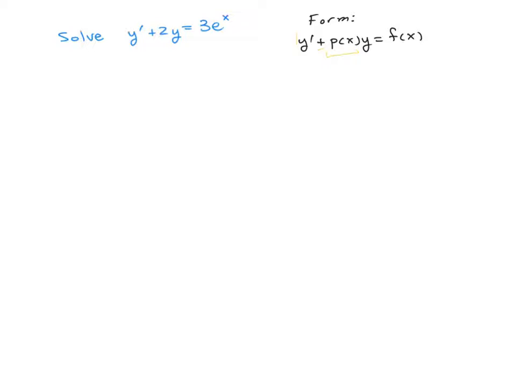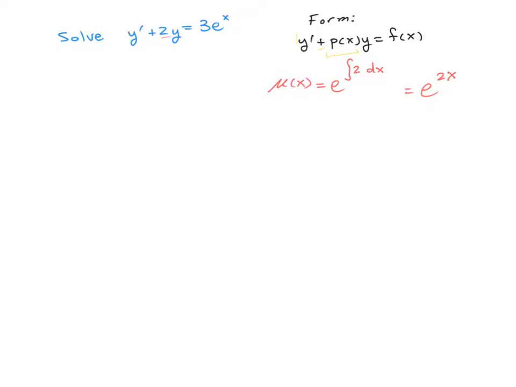Okay, so the next step then is for us to actually find the integrating factor, and it's always mu of the independent variable, which in this case is x, and that's always e to the integral of whatever coefficient you have, and in this case it's just the number 2. And that is with respect to the independent variable x. And that's a very simple integral. It's just going to be e to the 2 times x.